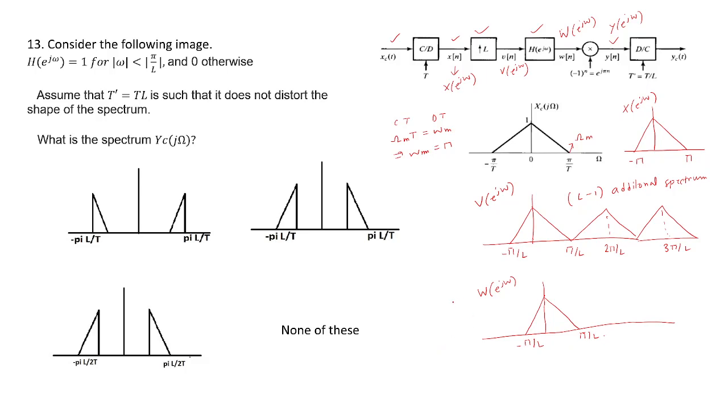Now you multiply with minus 1 to the power n, e to the power minus j pi n. By the way, there are additional copies here at 2 pi in the discrete domain, 2 pi here also, and at minus 2 pi. So let us move to the next slide.